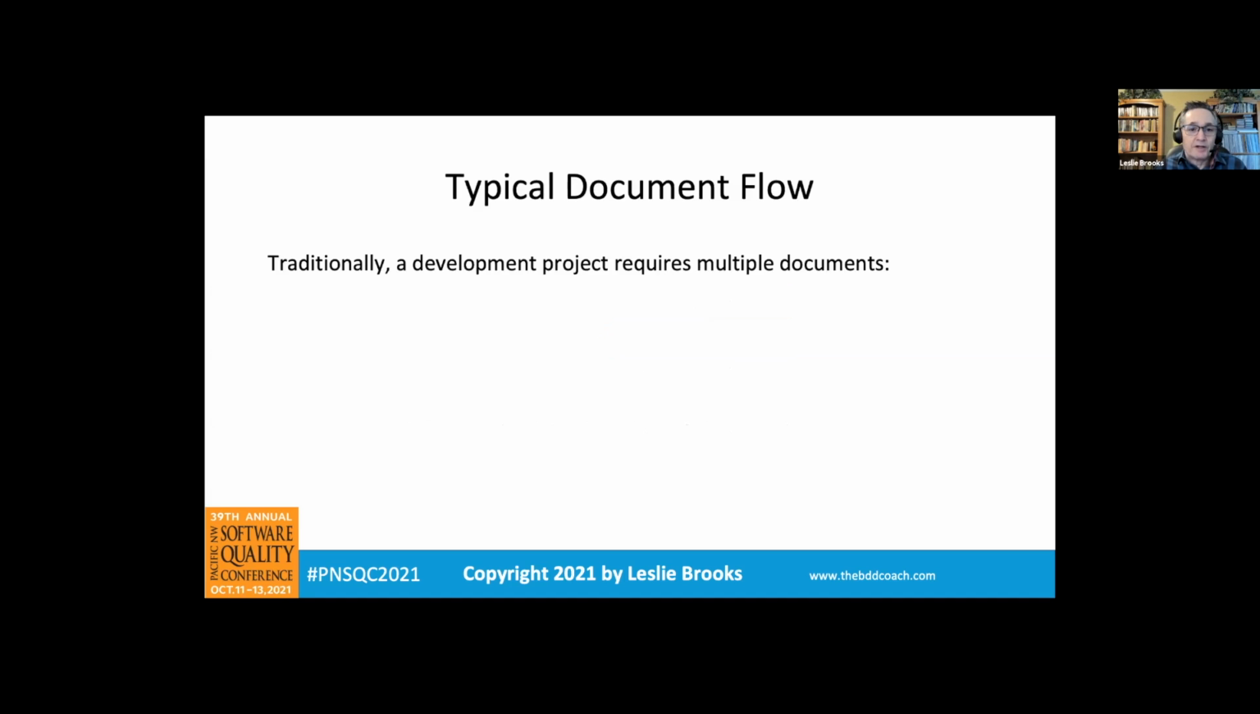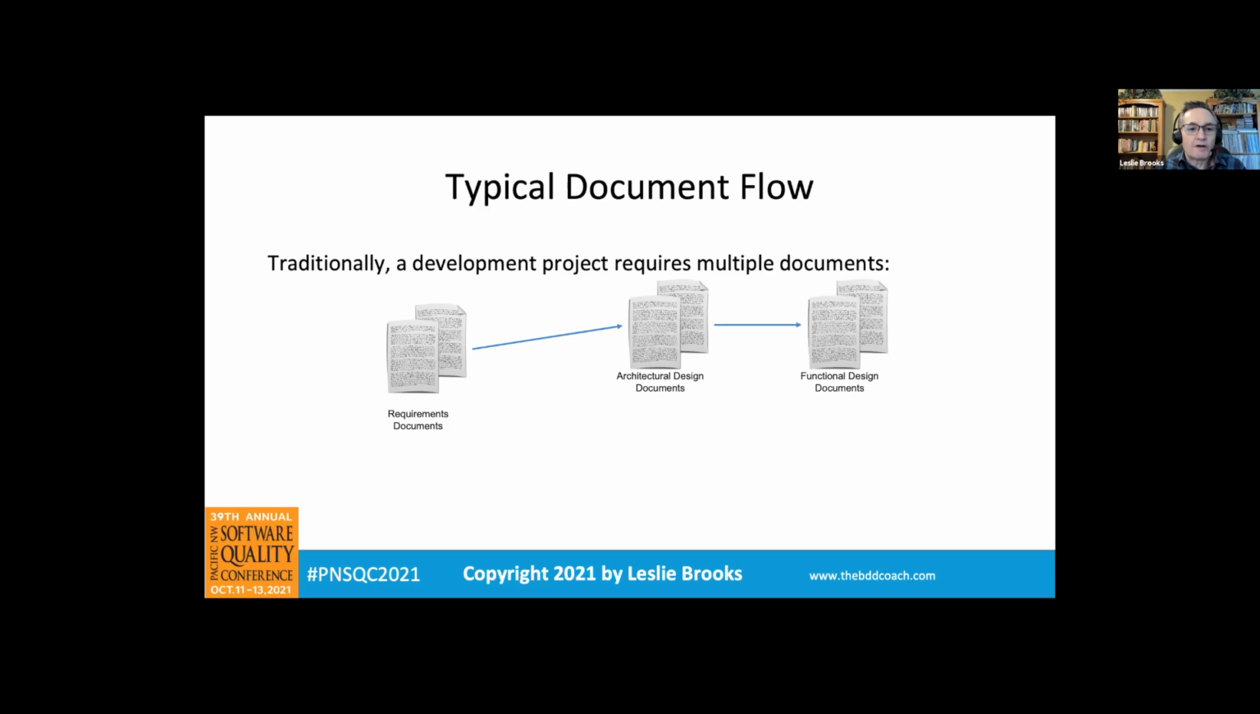Here's a typical document flow. A typical development project requires a number of documents. You've got the requirements documents, and then you've got the architectural design documents, schema for the database and how you're going to split this between servers, and the major packages that you're going to use to implement things. And then you need functional design documents that include additional boundary conditions that were not listed in the original requirements documents, because the developers have to code for all of the boundary conditions.